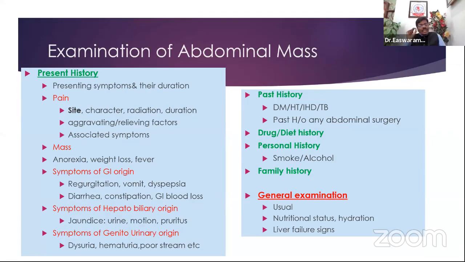Okay. The radiation is important, duration, and whether it is increasing as we go. The intensity, is it crescendo in nature, and aggravating and relieving factors. Usually, pain related to acid peptic disease has some aggravating factor like spicy food, and relieving factor by taking antacid. Okay, you can always tell.